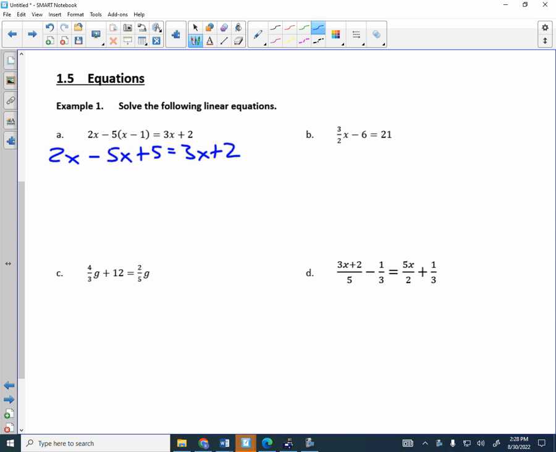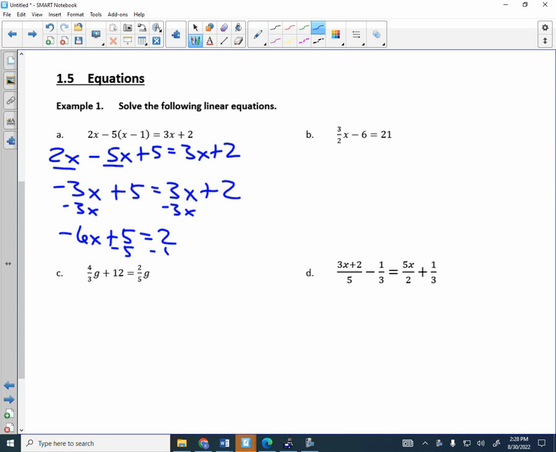Then I combine like terms. What do we got? 2x and negative 5x make negative 3x. Plus 5 is negative 3x plus 5, equal to 3x plus 2. I'm going to get all of the variables on one side. I'm going to subtract that 3x. Negative 6x plus 5 is equal to 2.